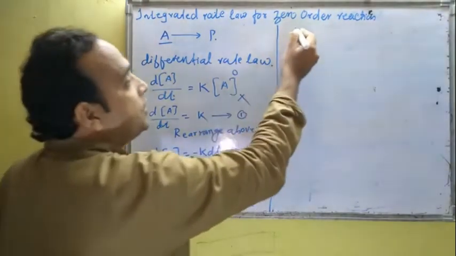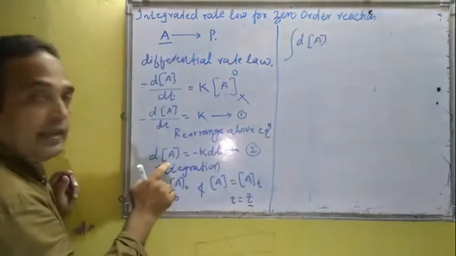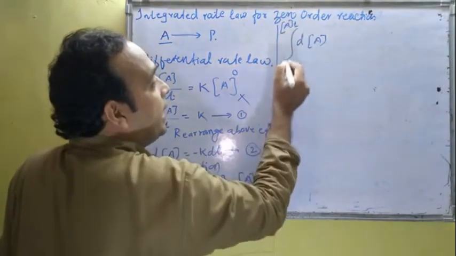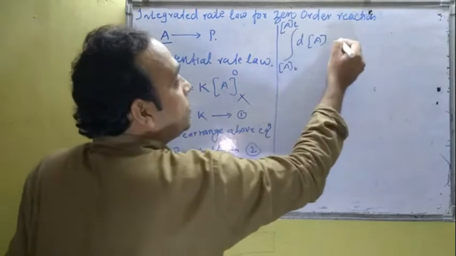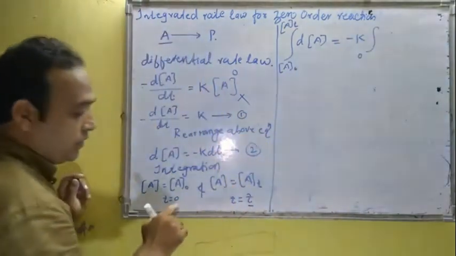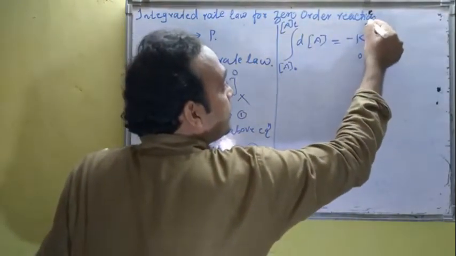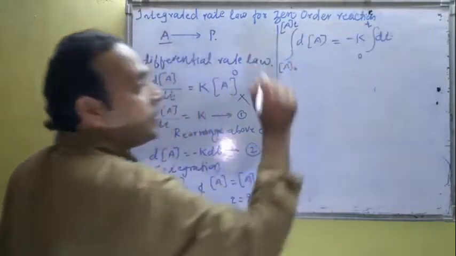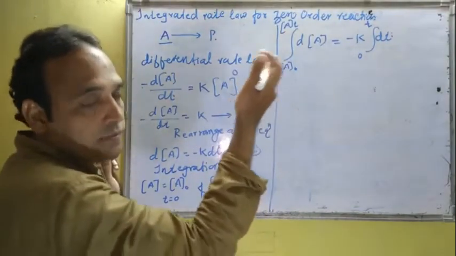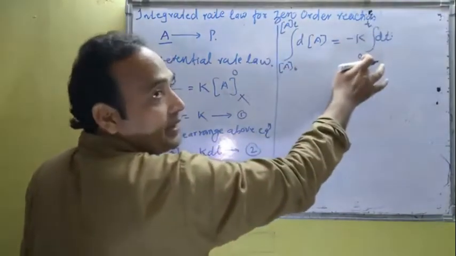So after integration we can write here, integral of dA, upper limit is At and lower limit is A0, is equal to minus k, integral of dt, with t is equal to 0 as lower limit and t is equal to t as upper limit. Simplify this integration, or on subtraction, upper limits minus lower limits.